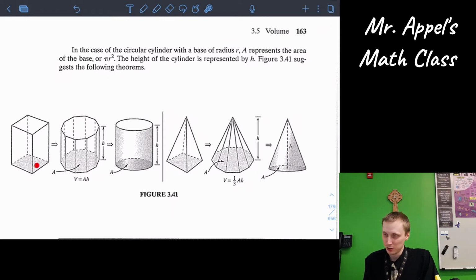Extrapolating, just like we did with the surface area, take from a square prism out to a decagon prism, all the way out to a cylinder. You can see that transition of adding more and more sides to approach an infinite number of sides in the circle. Same with pyramid, more sides of a pyramid all the way out to a cone.